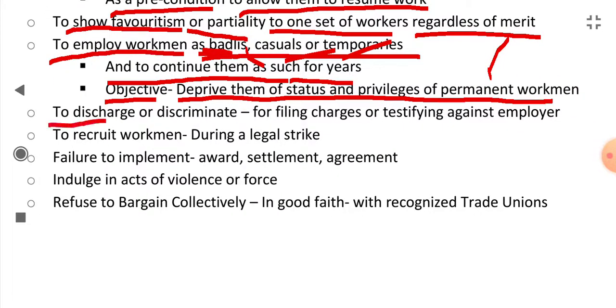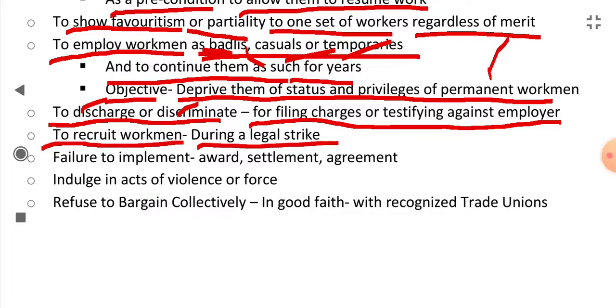To discourage, to discharge or discriminate for filing charges or testifying against employer. If some workman files charges or testifies against an employer for an industrial dispute proceeding or any other proceeding, so for this he discharges or dismisses or removes the workman, or to discriminate against him, it comes under unfair labor practice. To recruit workmen during a legal strike: if there is a legal strike going on and the employer recruits some workmen, it comes under unfair labor practice.